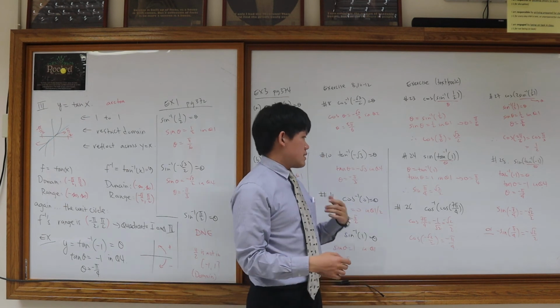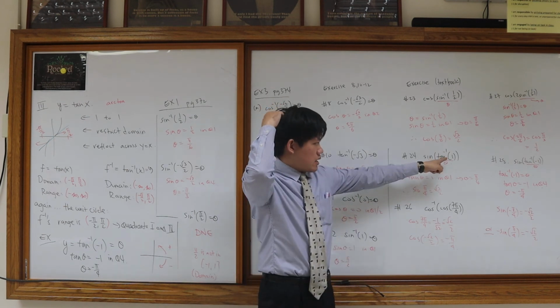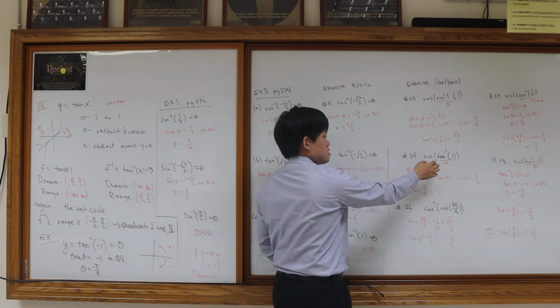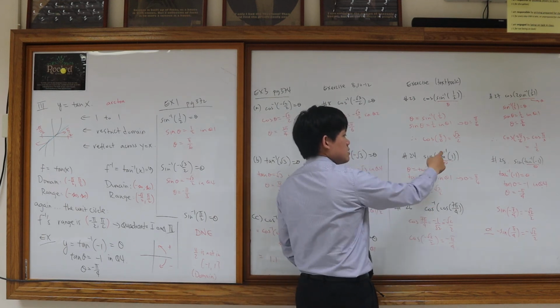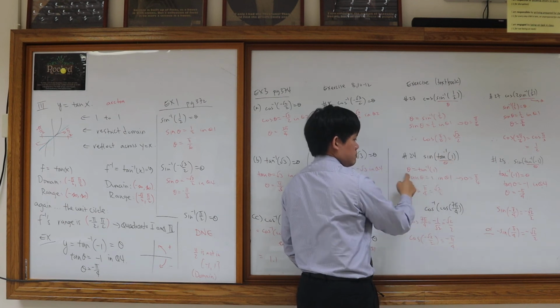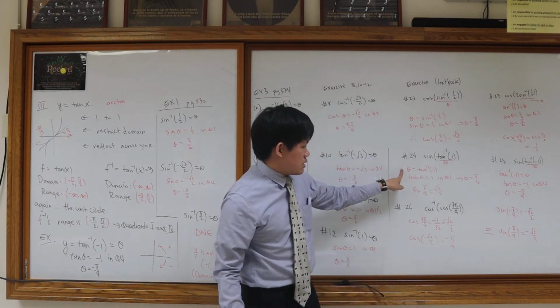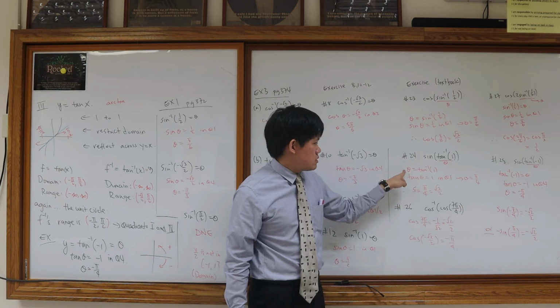Next example, sine of arctan of 1. Remember, outside is sine. That means whatever is in here must be an angle. So that means arctan of 1 is equal to theta. That's what I have over here. We write this as tan of theta is equal to 1.